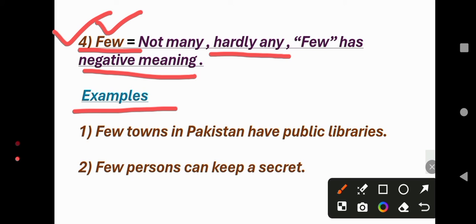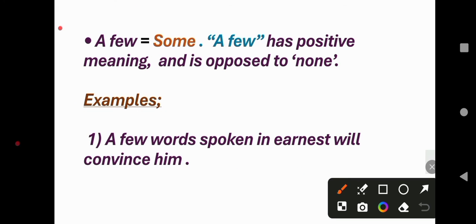The first example is few towns in Pakistan have public libraries. In this sentence, few implies that the number of towns with public libraries is disappointingly small. And the second example is few people can keep a secret. In this sentence, few implies that only a small number of people are capable of keeping a secret, implying that it's a rare quality.